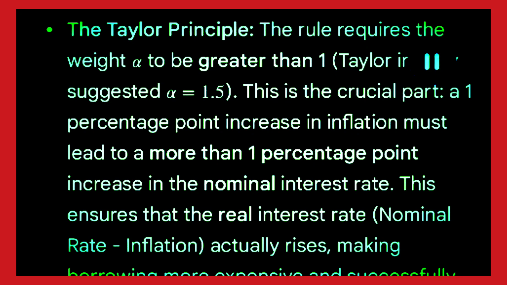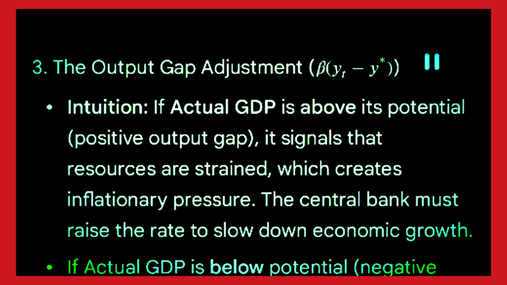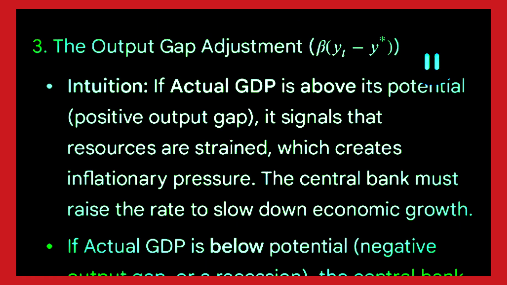This is the crucial part. A 1 percentage point increase in inflation must lead to a more than 1 percentage point increase in the nominal interest rate. This ensures that the real interest rate, nominal rate minus inflation, actually rises, making borrowing more expensive and successfully slowing down demand. 3. The output gap adjustment, β(y_t − y*).